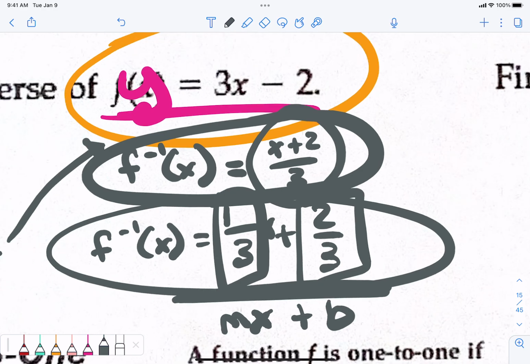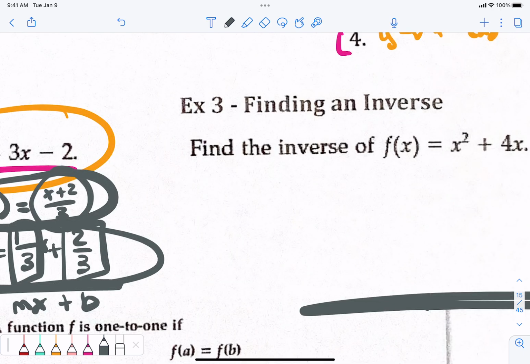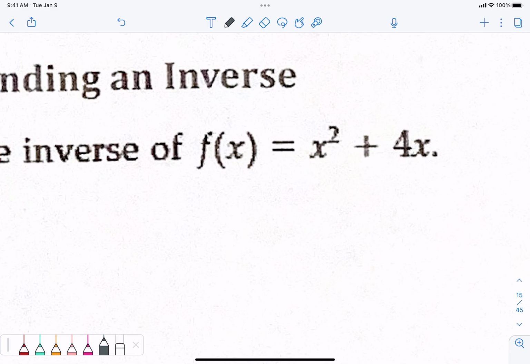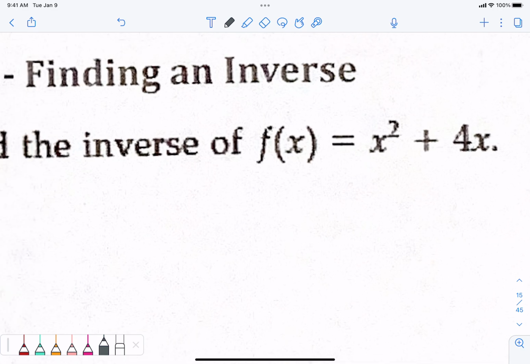Okay, that was the first one. The second one, example 3. This guy is gross. Can I change this problem just slightly so it's not so gross? Can I get rid of the x on the 4? You're going to want to get rid of the x on the 4, because otherwise we have to do the quadratic formula. We don't want to do that. Okay, so get rid of the x on the 4.